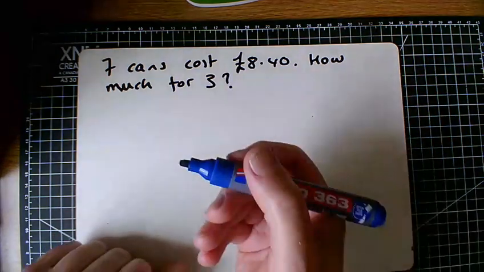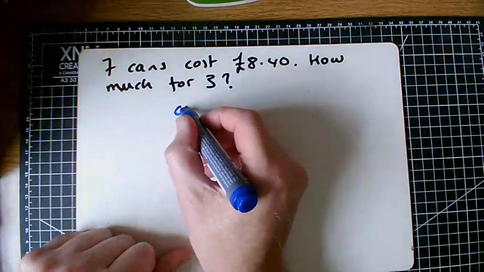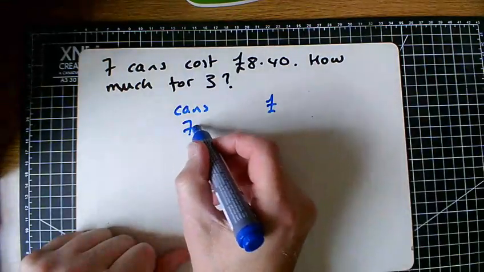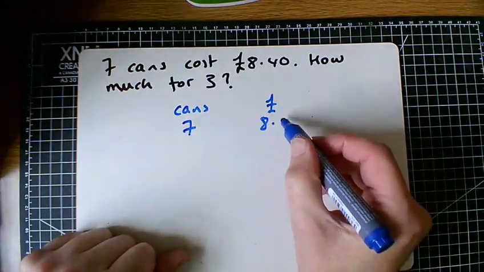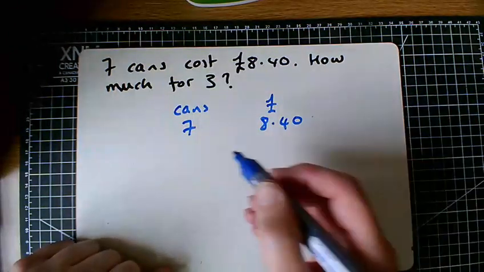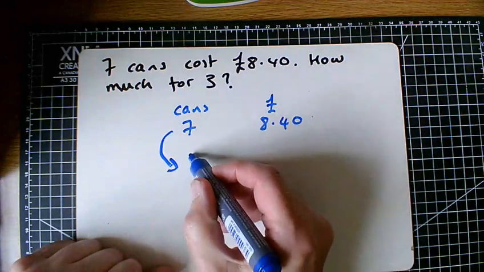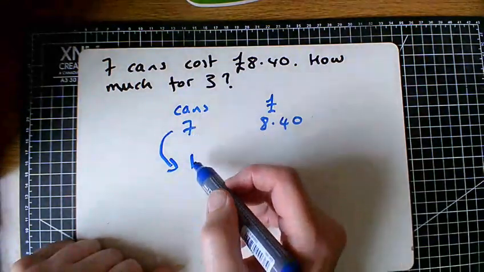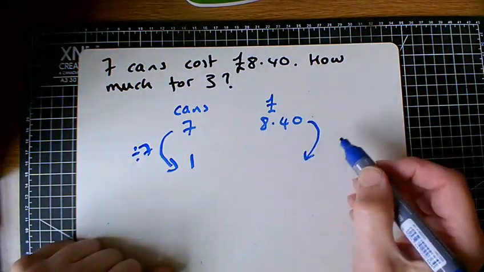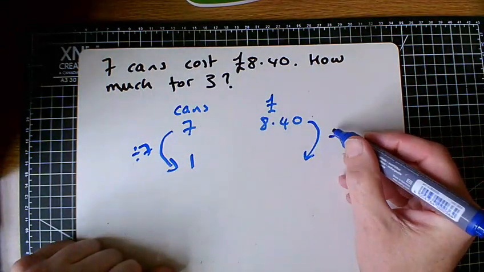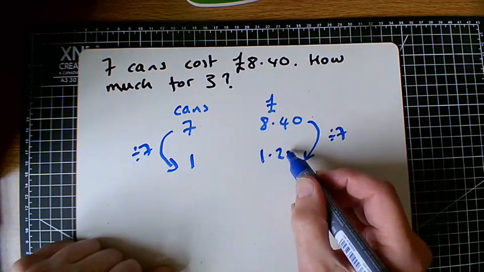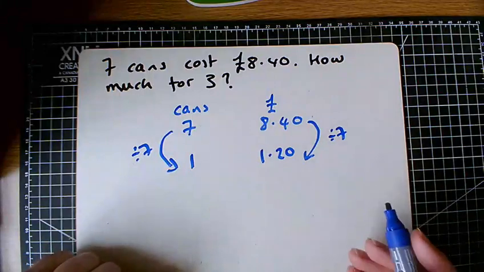Okay, so let's start with 2 headings. I've got my number of cans and I've got the cost. So I know 7 cans cost £8.40. So I'm going to try and find out how much 1 can costs. To get from 7 to 1, I need to divide by 7. So if 7 cans cost £8.40, if I divide by 7, I get £1.20. So I know 1 can costs £1.20.